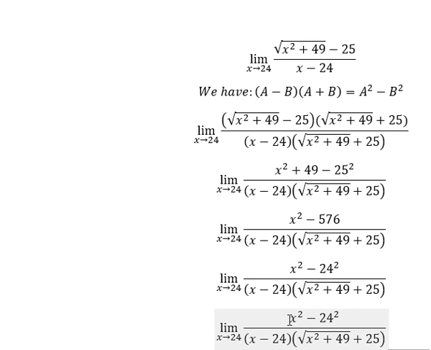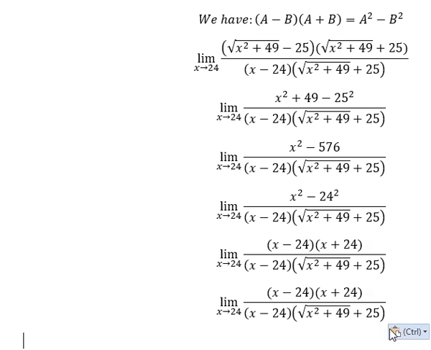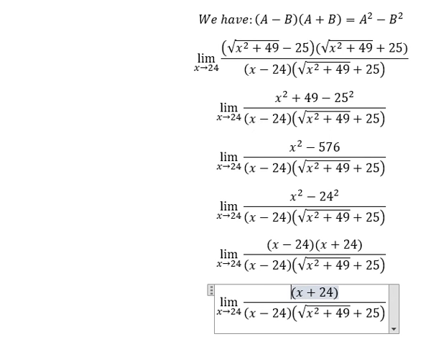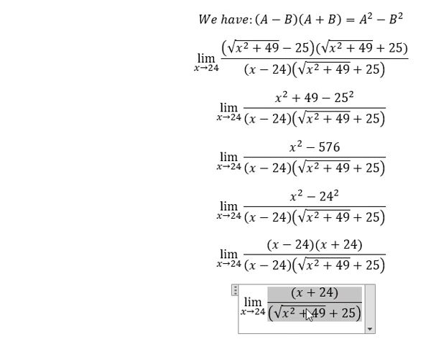And now we need to transform this one into this one. So we simplify on the numerator and denominator. I will put the number 24 going here and here. So we have the final answer.